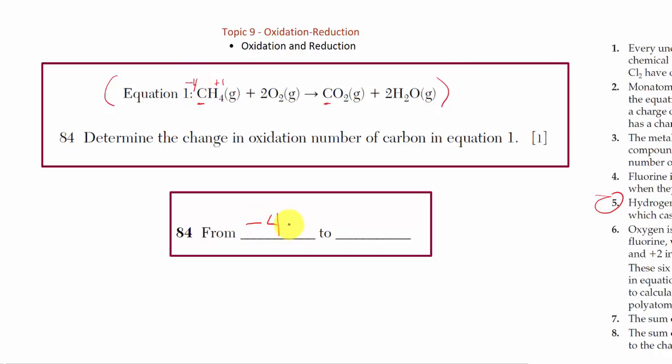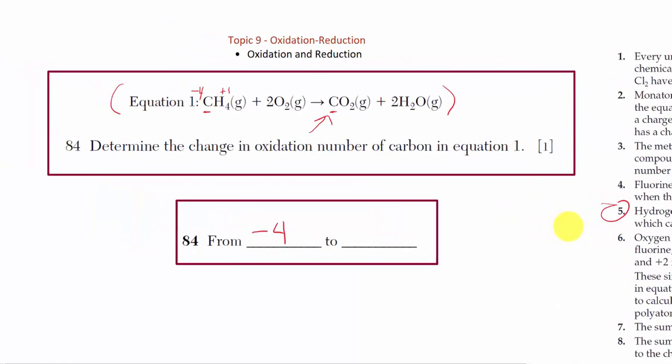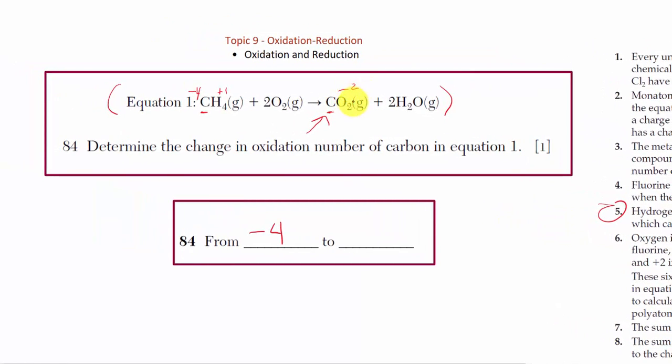On the other side of our equation, we're in the compound carbon dioxide. Again, no set rule for carbon, but oxygen has a rule. Rule number 6. Oxygen is usually negative 2 in compounds. There are very specific exceptions to this. They include when we are using a peroxide or when we're combining with fluorine. So we're going to go with a negative 2 for the oxygen in the carbon dioxide. Since there are 2 of them, we're going to have our carbon be positive 4 in this case. So the change that carbon will exhibit in this reaction is from negative 4 to positive 4.